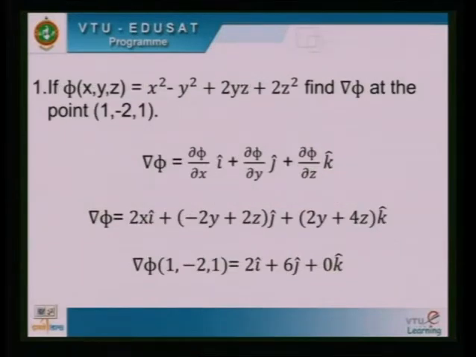Next, you can solve the problem. If phi of x, y, z equals x squared minus y squared plus 2yz plus 2z squared, find the gradient of phi at the point (1, -2, 1).